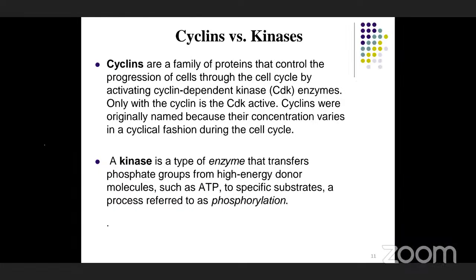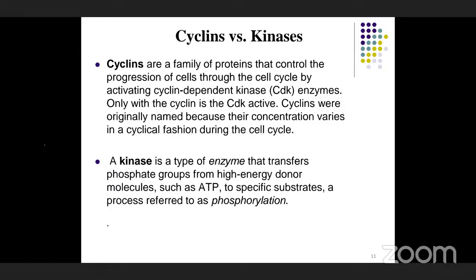So what are the signal molecules present here? They are cyclins and kinases. Cyclins are the proteins, and kinases are the enzymes which will transfer the phosphate group to activate them. These kinases are in turn dependent on the cyclins. Hence they are called cyclin dependent kinases.